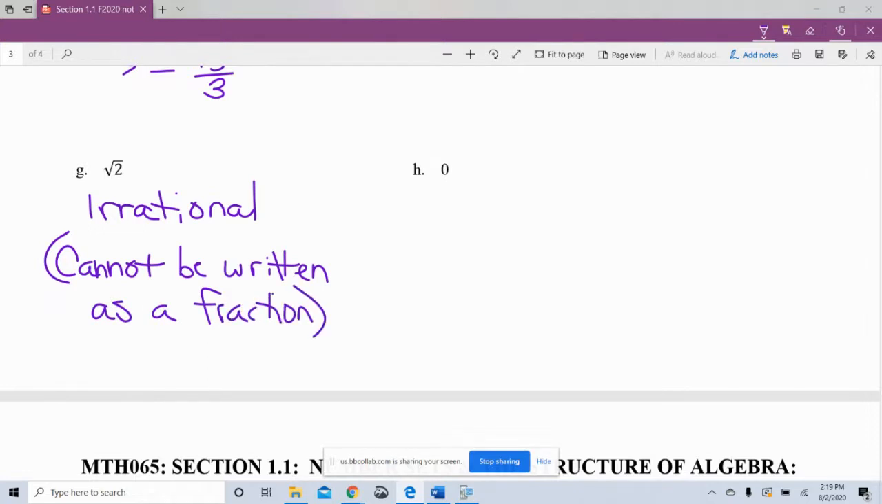And how about 0? Well, remember, 0 is not a natural number, but it is a whole number and it is an integer, and that means that we can always give it a denominator of 1, and that means it can be written as a fraction, and that means that it meets the definition of a rational number.